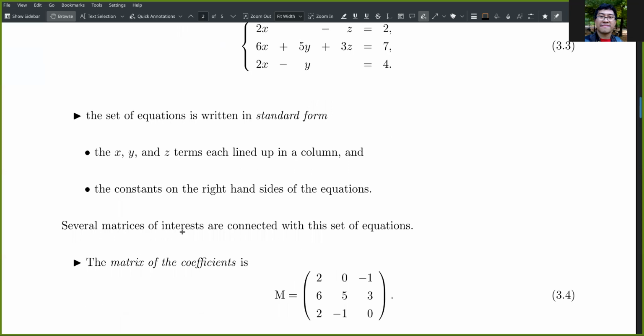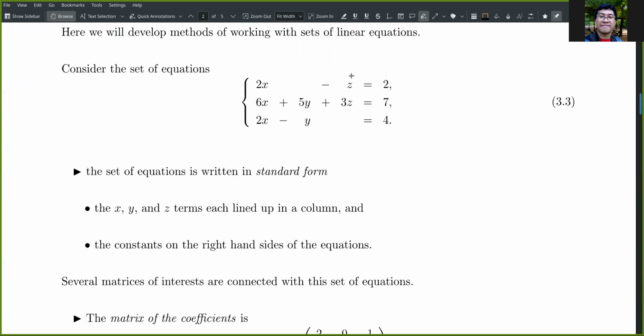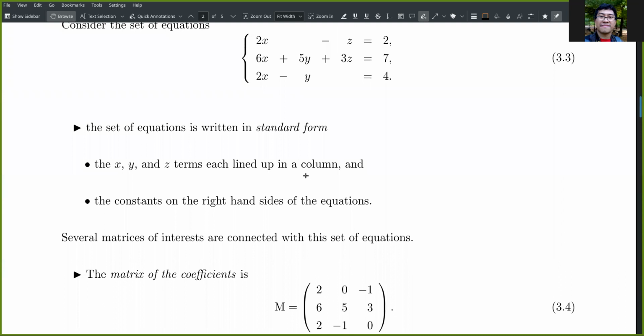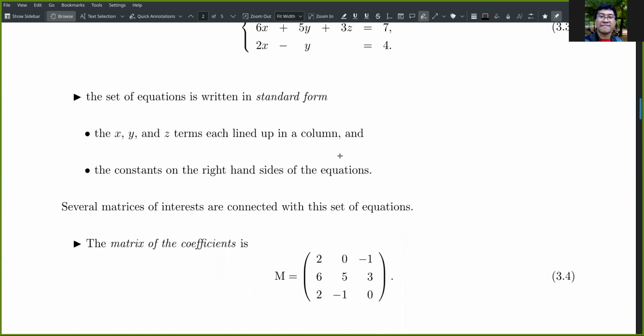Several matrices of interest are connected with this set of equations. First is the matrix of the coefficients, let's call it M. So here, the coefficients can be written in matrix form. You have 2, 6, 2 in the first column, 0, 5, minus 1 in the second column, and minus 1, 3, 0 in the third column.